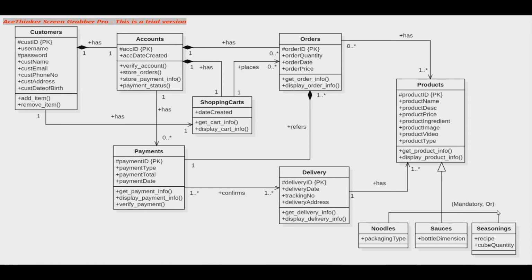Then I will explain the attributes of the noodles that we provide on our website. The attribute of the noodle is packaging type. For the sauce, we provide the bottle dimension. And last but not least, seasonings. We provide the recipe and also cube quantity.